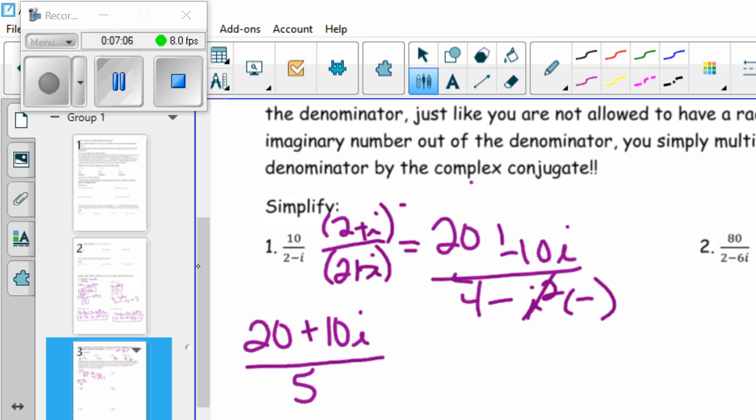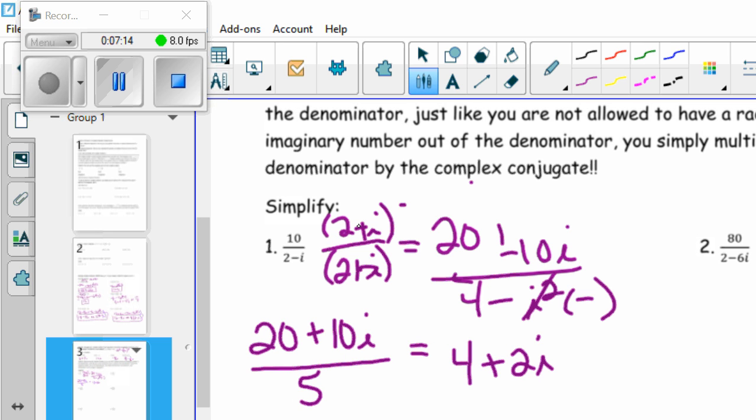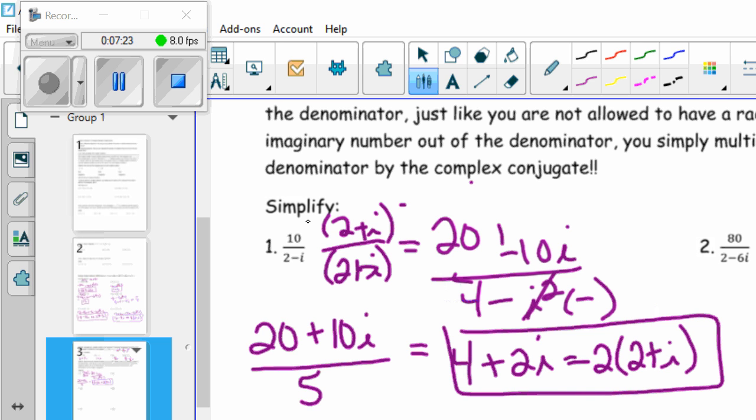Now I need to simplify this. They all have a 5 in common. 20 divided by 5 is 4. 10 divided by 5, so plus 2i. Or I could pull that 2 out, make this 2 plus i. 2 plus i. Again, I need to recognize that those are the same thing.